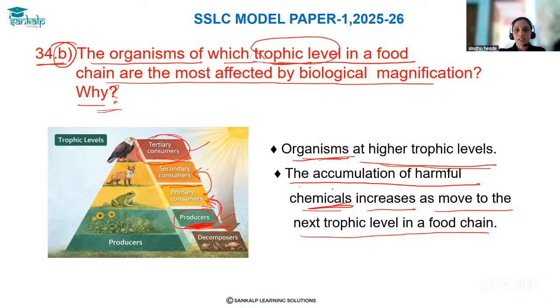So that is the reason for the accumulation of harmful chemicals increasing as we move to the next trophic level in a food chain. This is the reason.